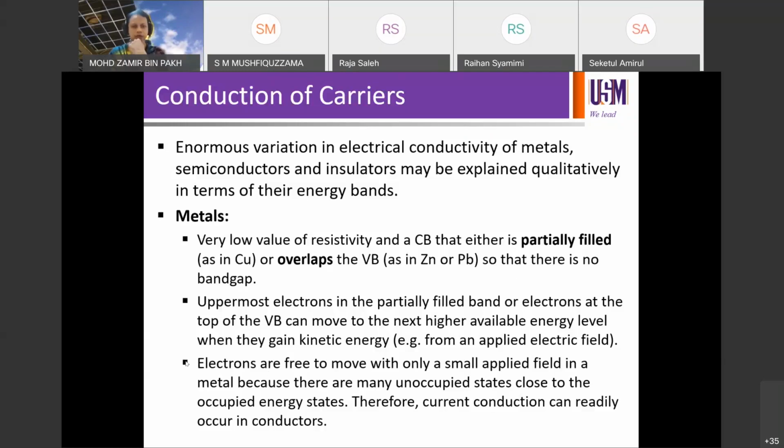So the uppermost electrons in the partially filled band can move to the next higher available energy when they gain kinetic energy. For example, if you are supplied with an electric field, okay? So in this case, electrons are free to move with only a small amount of field because there are many unoccupied states close to the occupied states. So there are many unoccupied states close to the occupied states, therefore conduction is made easy.